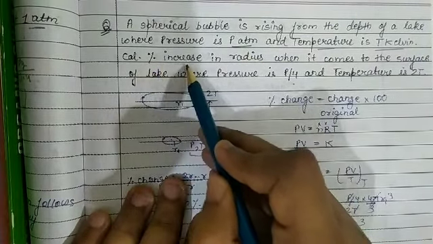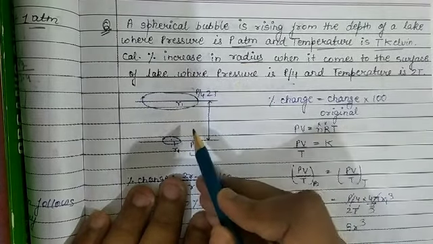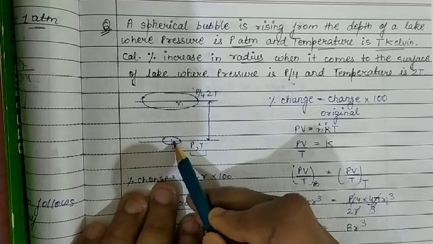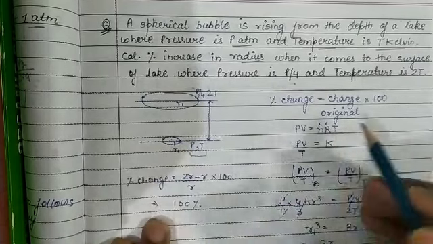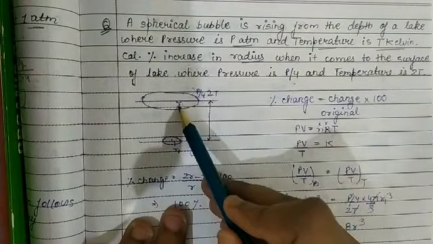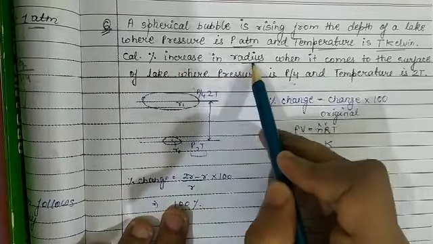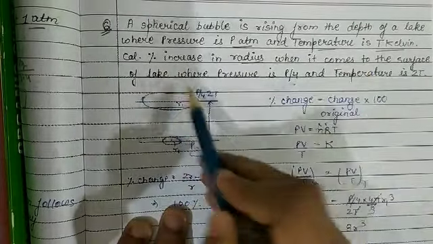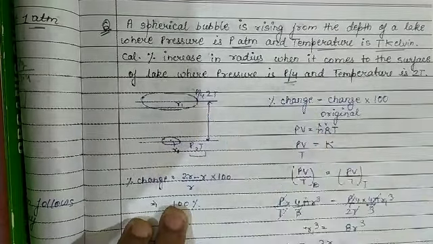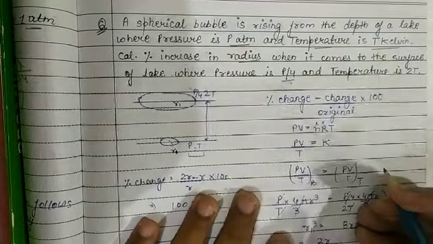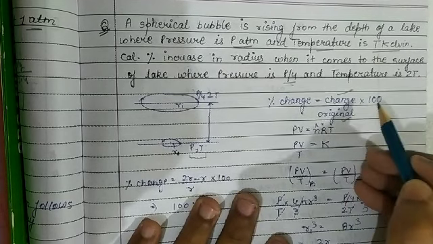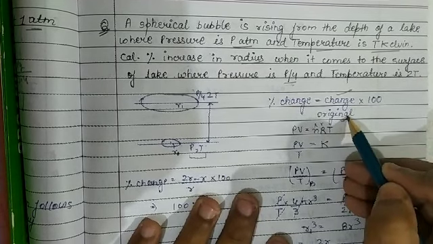We have to find the percentage increase in radius. When the bubble is at the depth of the lake, the radius is r. Now when the bubble rises, we have to find the percentage change in radius when it comes to the surface of the lake, where pressure is P by 4 and temperature is 2T. As we know, percentage change is change in radius upon original radius into 100.